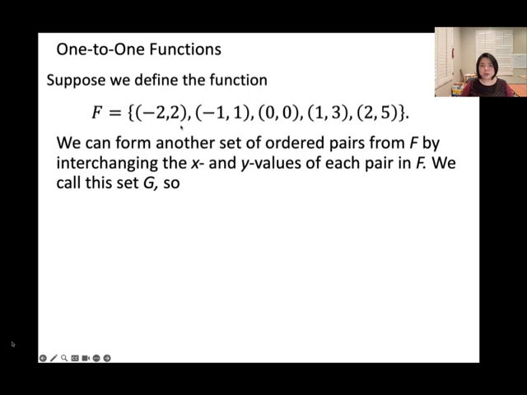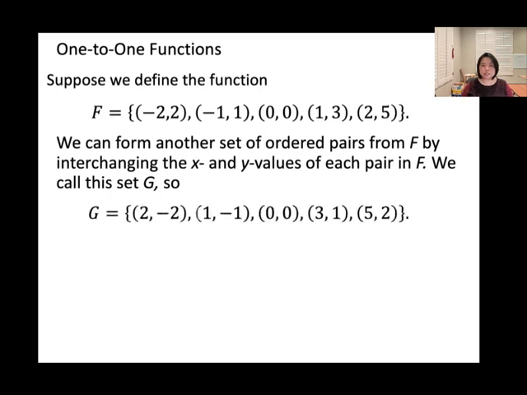What we're going to do is interchange the x and the y values. So you could think about it, you're going to flip it. So (-2, 2) will become (2, -2). And this one will become (1, -1). We're going to flip the x and the y values, and we call this set g. So for each ordered pair, I'm going to interchange the x and the y value here.